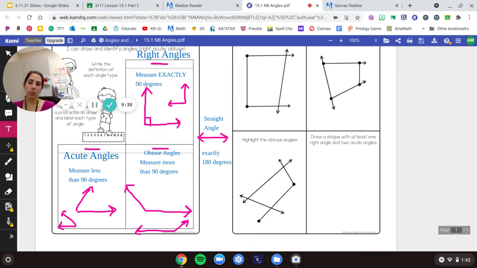What if it's an angle that measures 30 degrees? Would that be right, acute, obtuse, or straight? 30 degrees would be acute. What about 79 degrees? Still acute. Good. What about 98? That's obtuse. What about 90? Right angles, exactly on. What about 105? That would be obtuse. What about 180? Exactly a straight angle. Good.